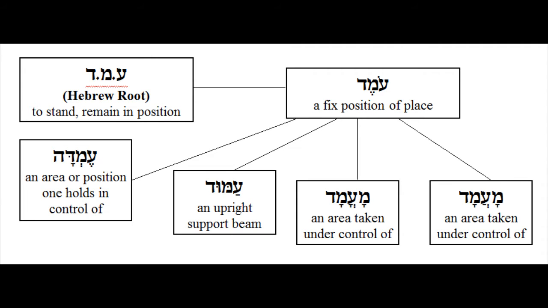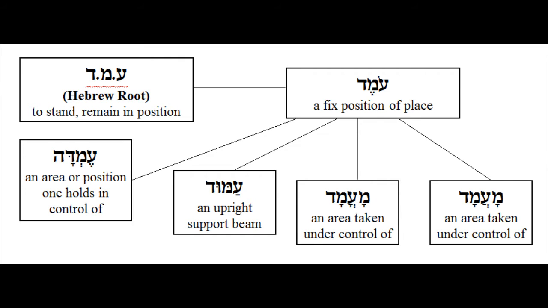So this would be a fortified place that's been brought under siege to control it from other enemies that would try to come against it. And the second word that you see, ma'amad, the vowel is a little different, but it's the same meaning here. Amud is an upright support beam, so amud here is to remain in position. This holds the structure of the building.